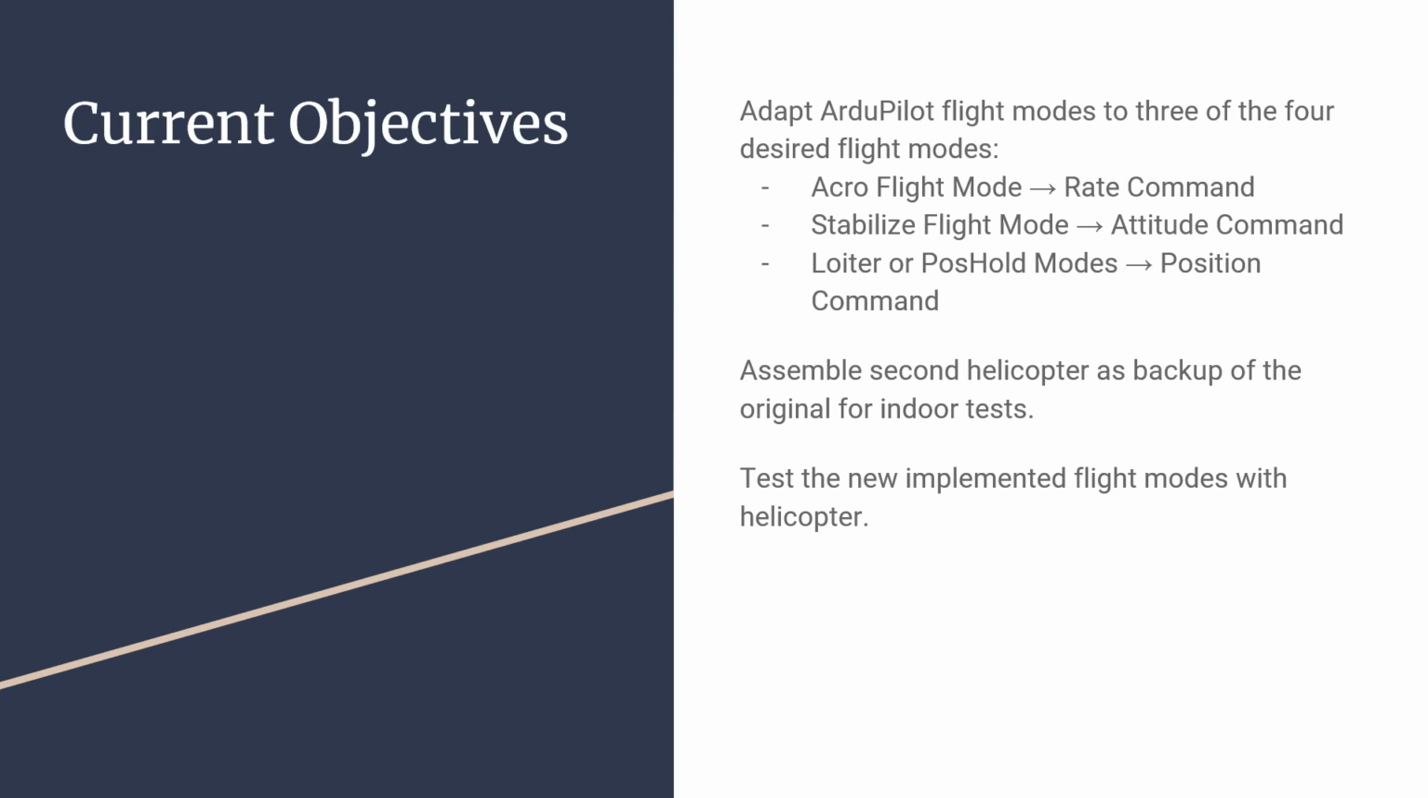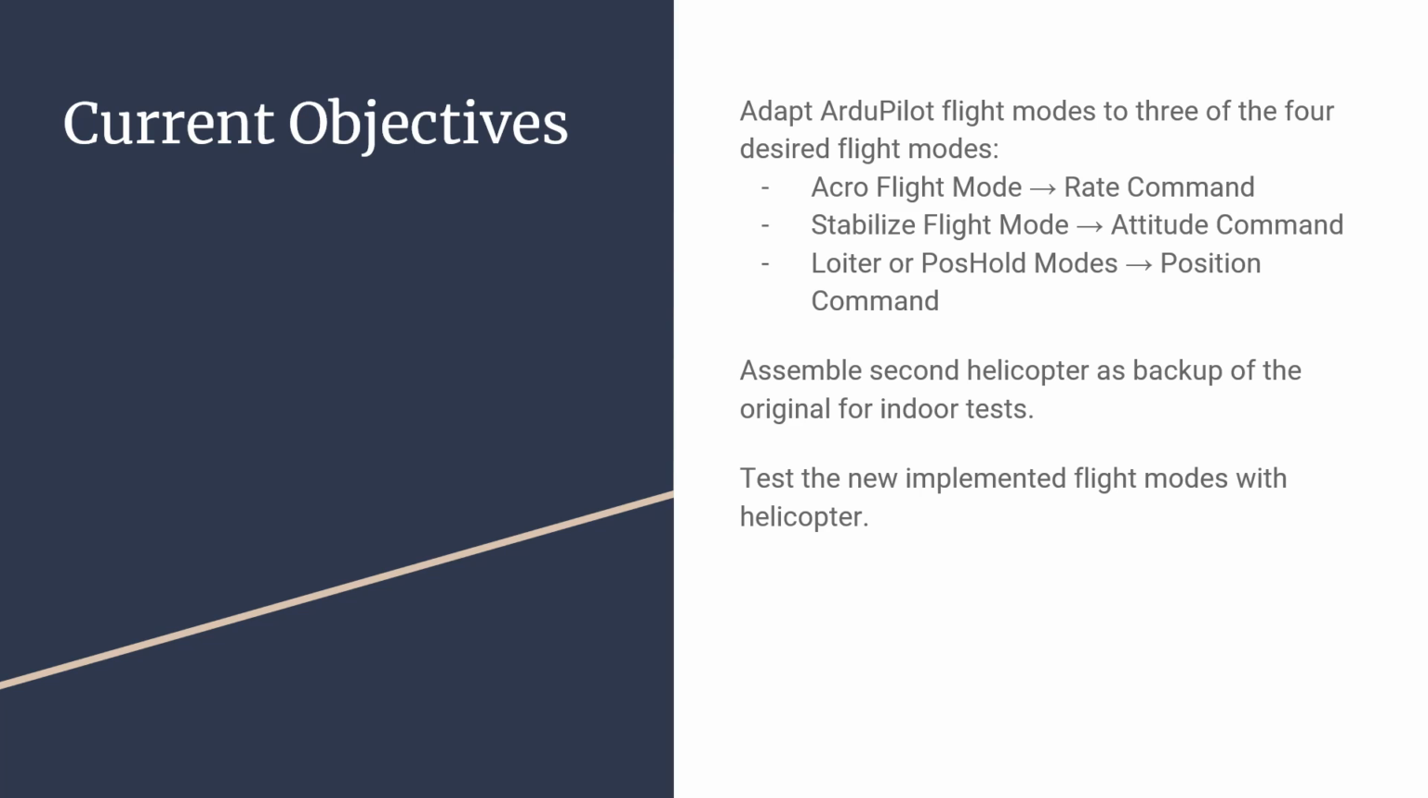Our current objectives in the project are to adapt our autopilot flight modes to 3 of the 4 desired flight modes already mentioned. The acro flight mode, which corresponds to the desired rate command flight mode, the stabilized flight mode, which corresponds to the desired attitude command flight mode, and loiter or pause hold mode, either of which correspond to the desired position command flight mode.